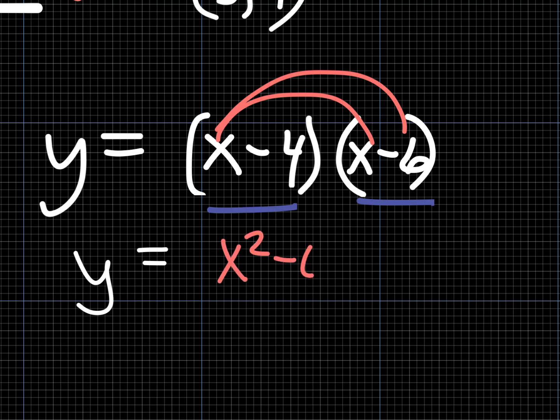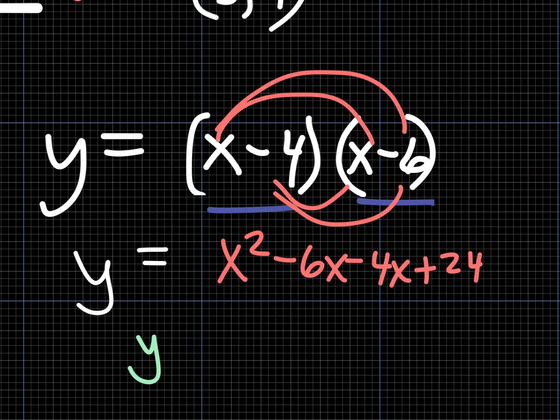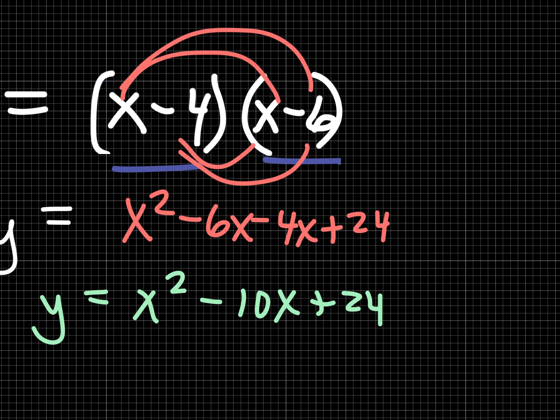X squared minus 6x minus 4x plus 24. And if I actually simplify that down, y equals x squared minus 10x plus 24. Raise your hand if you had that one right. Awesome. And if we hadn't done that Silver 20 work, tons of kids right now would have that wrong, and now I'd have to spend 10 minutes explaining how to do that. All right. So that's called factored form.